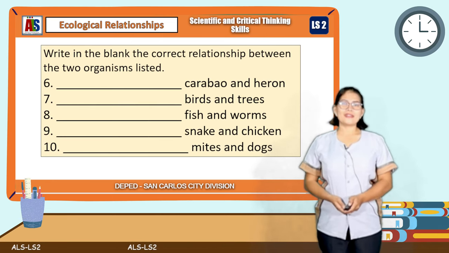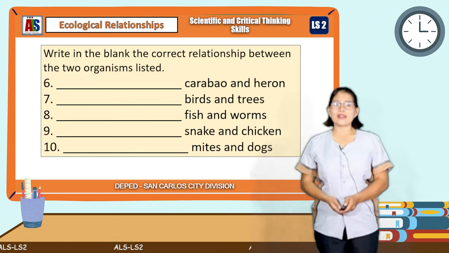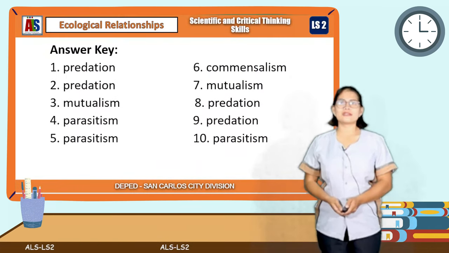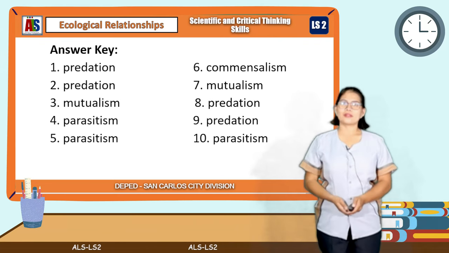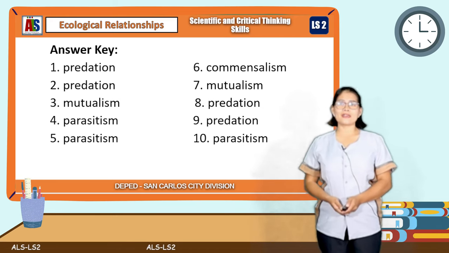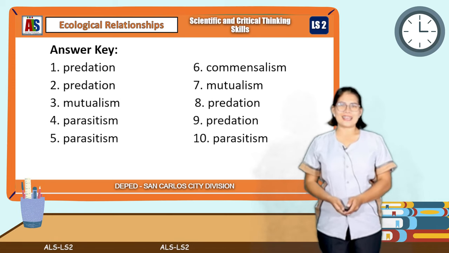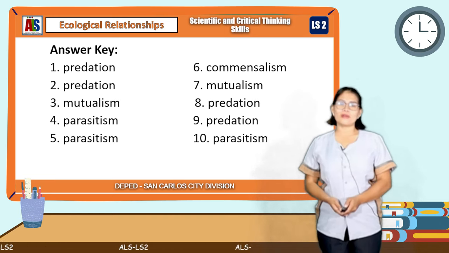Are you done? If you're done, let's start answering this exercise. After answering this exercise, check your answer against the answer key. Here is the answer key. Are you done checking? If you're done, let's see what your score is. If your score is 7 and above, well done. You learned a lot from this lesson. You may proceed to the next lesson. If your score is 6 or below, it's okay. You can go back to this video and review the lesson again.